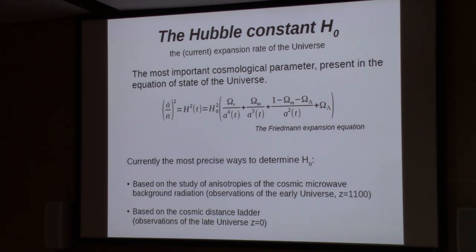And currently, there are two of the most precise ways to determine H0 right now. One of them is based on the study of anisotropies of the cosmic microwave background radiation. So these are observations of the early universe at the redshift of about 1100. And from the other side, we may determine the Hubble constant precisely based on the cosmic distance ladder. So this is associated with observations of the late universe, the current universe with redshifts of about zero.